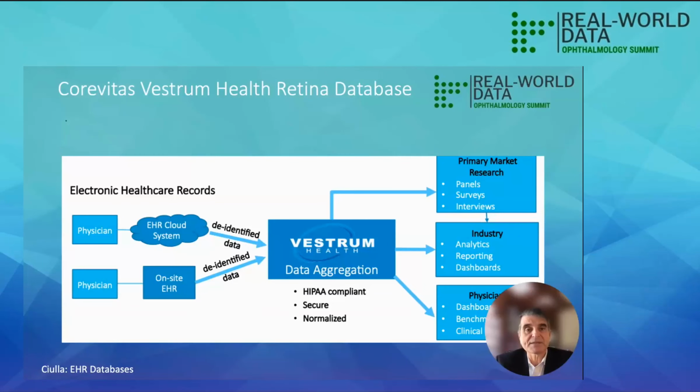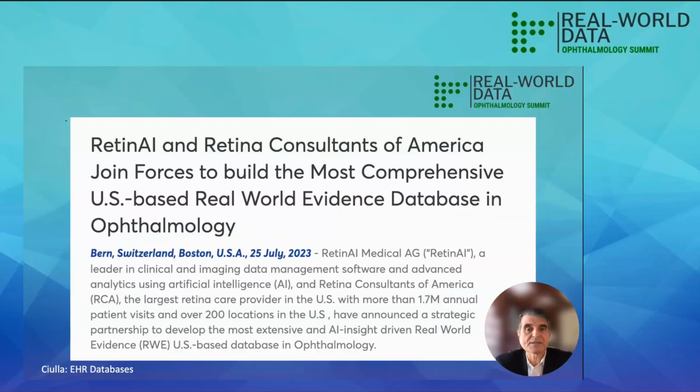These EHR-based systems de-identify data and aggregate it in a HIPAA-compliant, secure fashion. Like the IRIS registry Verana Health system, the Corvitas Vestrum Health system provides various data-driven products such as clinical trial site selection and patient identification, as well as insights for industry. Recently, Retina Consultants of America and Retina AI announced a collaboration to develop a real-world evidence US-based database. So far, there have been over 1.7 million annual patient visits in over 200 locations.